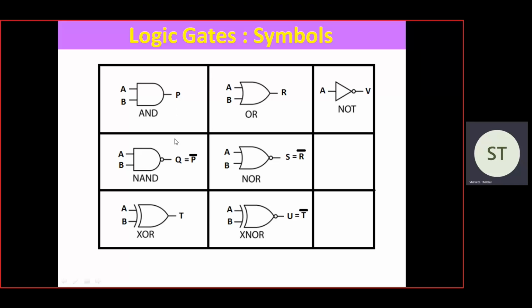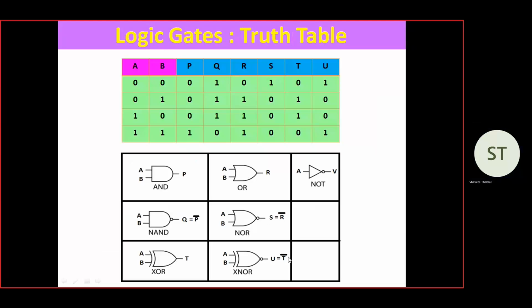So we can see P and Q are complementary. If P is 1, Q will be 0. R and S are also complementary, and T and U are also complementary. So this is a summary of the truth table, like 0 0 0 1. This is for the AND gate output, and 1 1 1 0 is for the NAND gate.